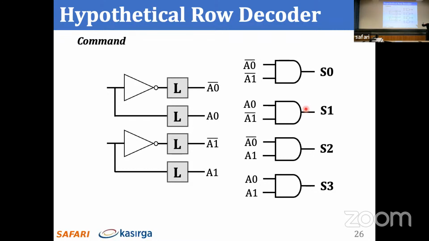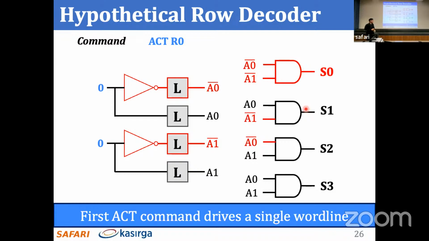We will send an activate, pre-charge, activate sequence and see how this enables all four select signals on the right. First we send an activate command to row 0, so the least 2 bits are 0. This will set the latches that drive the intermediate signals A1 bar and A0 bar to 1. In turn, that will drive the S0 signal because it's the AND combination of those two intermediate signals. Notice that the AND gates that drive S1 and S2 have partially set inputs, but because A0 and A1 are not set yet, these won't drive their corresponding select signals. So to conclude this slide, the first activate command will drive a single word line.